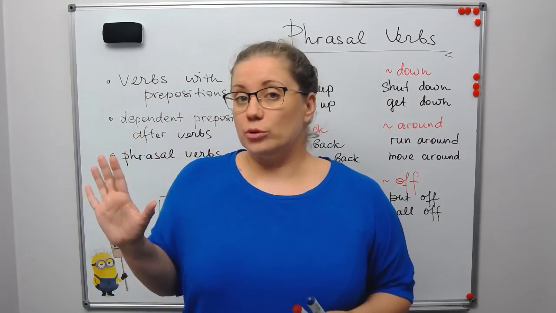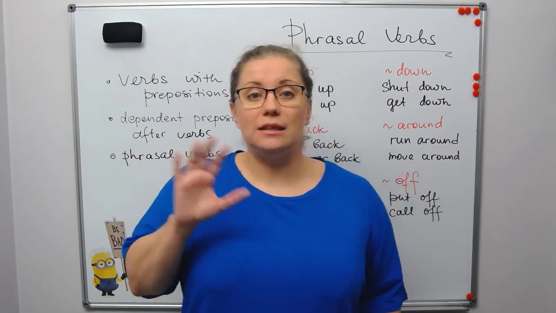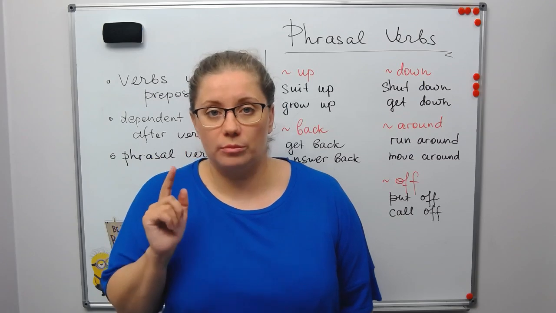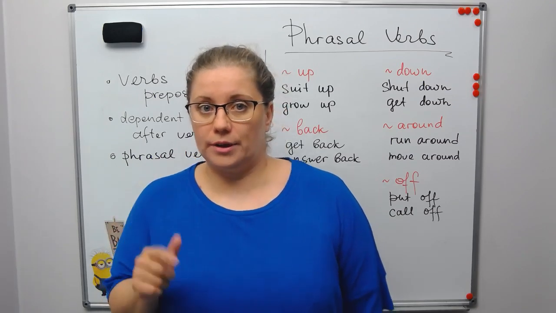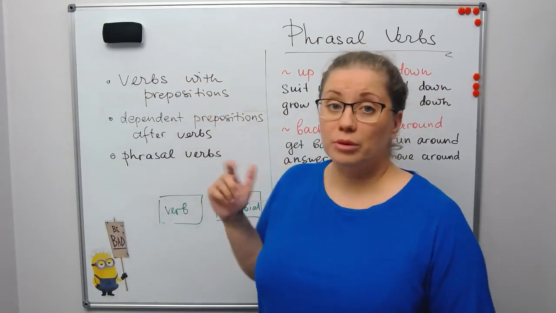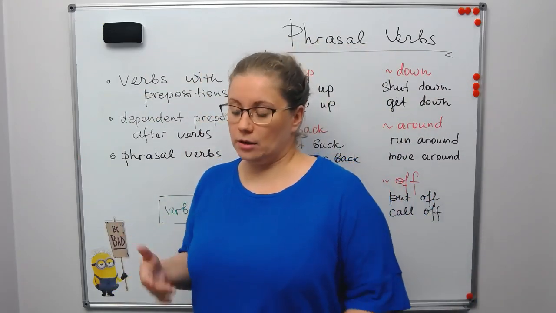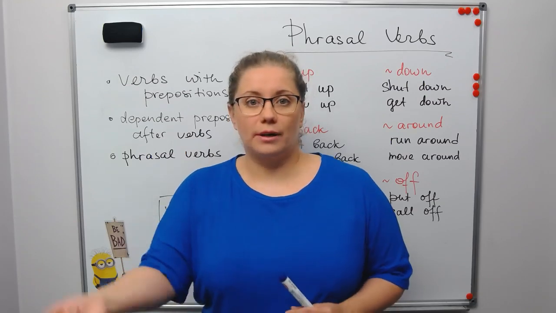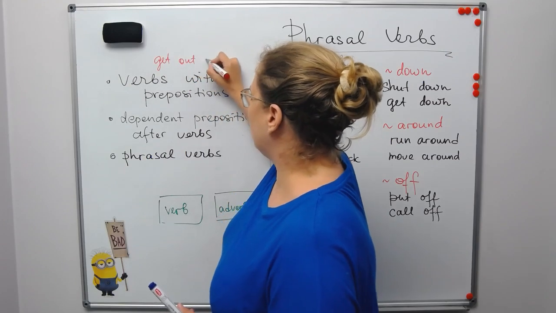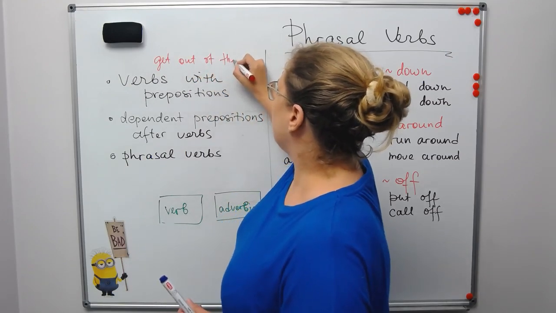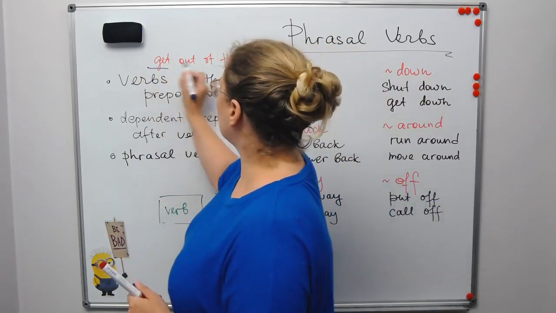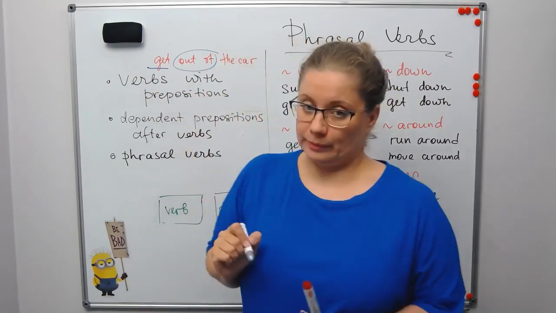And these verbs can be used in different types of combinations. And not all these combinations are phrasal verbs. For example, verbs can be used with prepositions. When you are saying, I'm getting out of the car, okay? To get out of the car, yeah, we have a verb get and we have a preposition out.